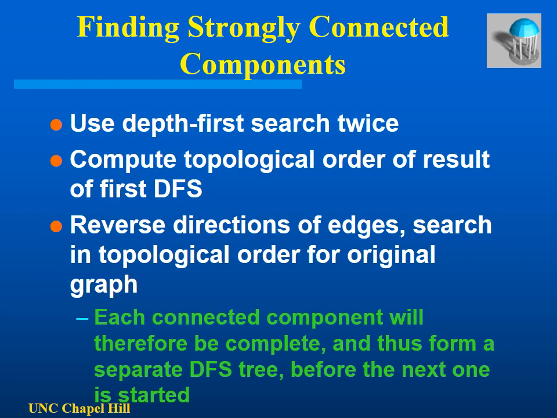So, repeating, the algorithm uses depth first search twice. The first depth first search on the original graph allows you to compute the topological order, and you use that order to do another DFS on the reverse graph.